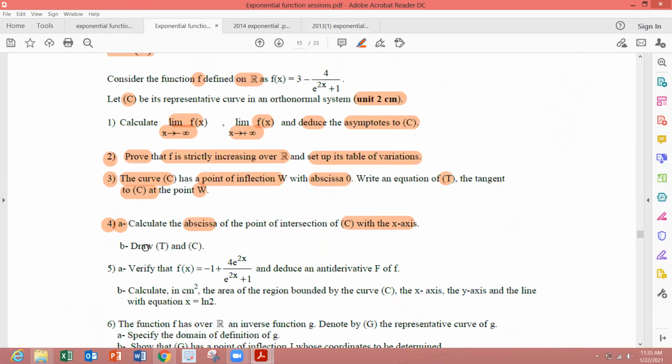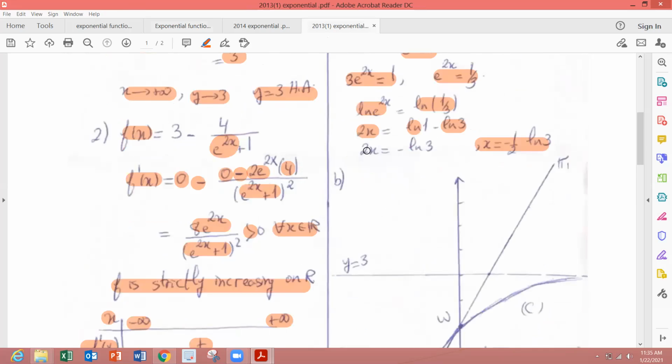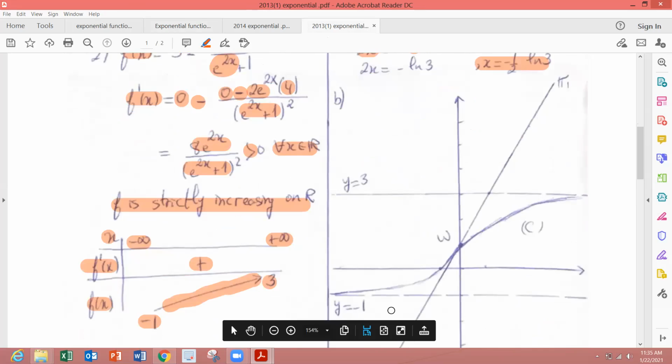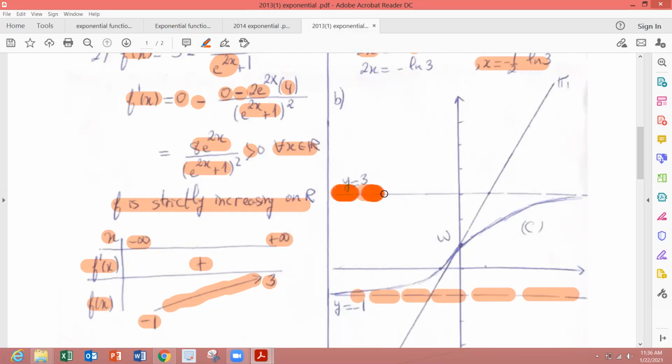Part B, draw the tangent and the curve. We have two asymptotes. The first is y equals minus 1, a horizontal asymptote. The second horizontal asymptote is y equals 3.